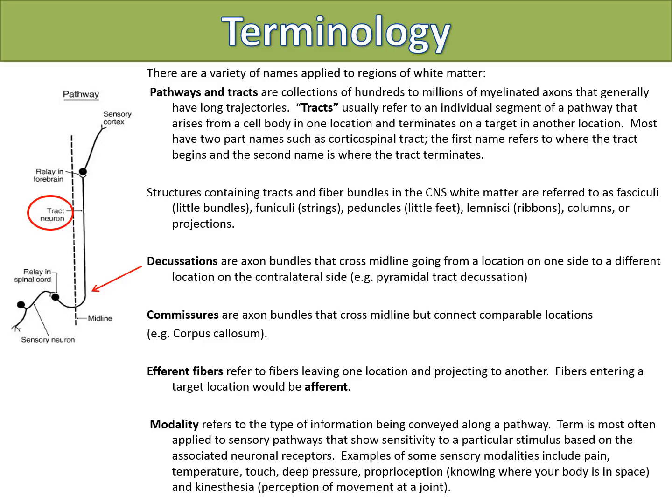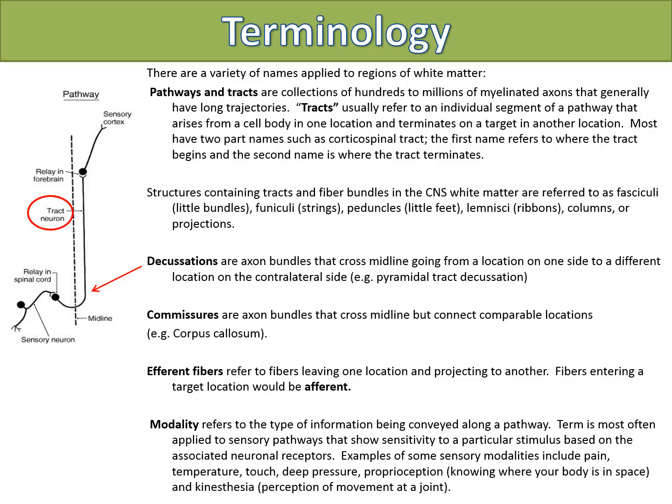Other groups of fibers that travel together may be referred to as fasciculi, little bundles, funiculi, strings of axons, peduncles, that is little feet, lemnisci, that are ribbons, columns or projections. We've encountered a couple of these already: the lateral fasciculus, the cuneate fasciculus in the dorsal columns, the gracilis fasciculus, and then the lateral funiculi that included the corticospinal tract as well as the lateral spinothalamic tract.